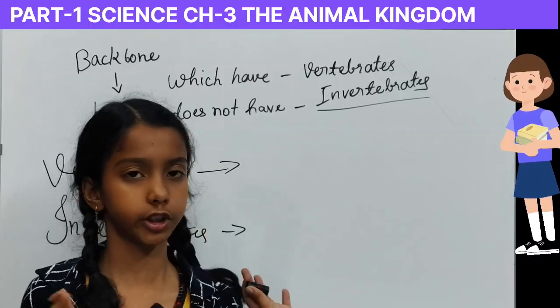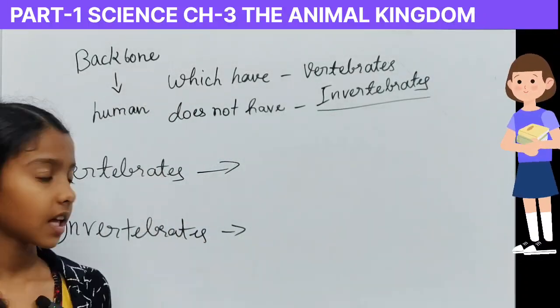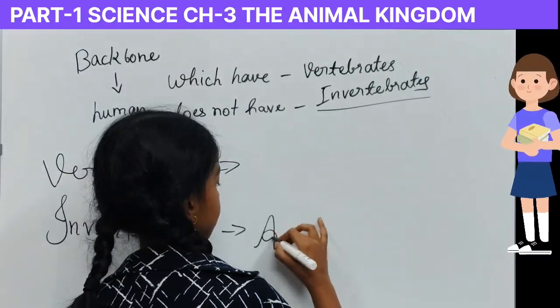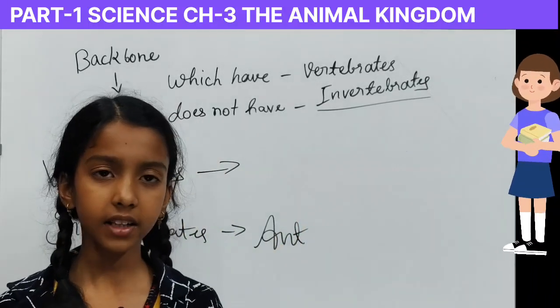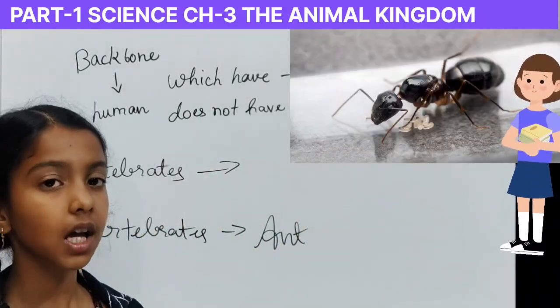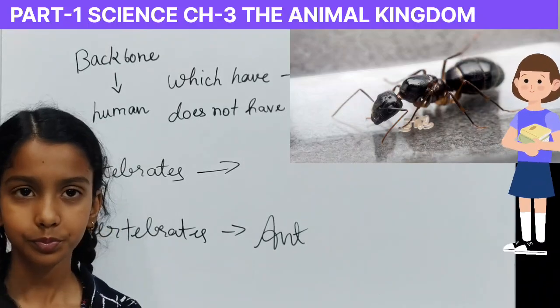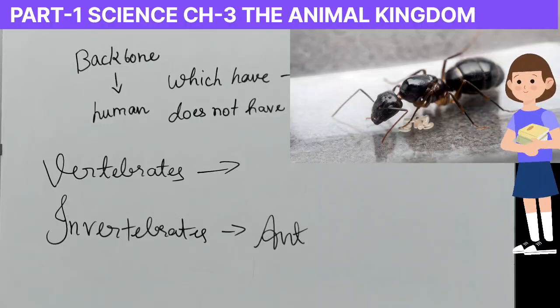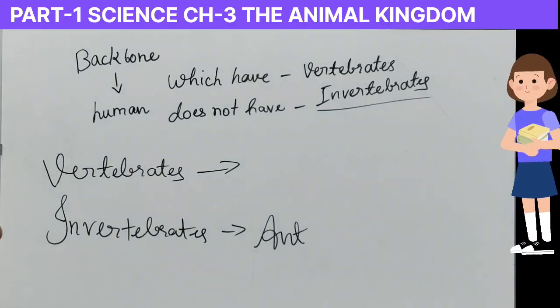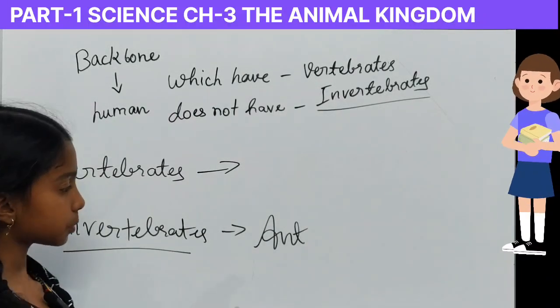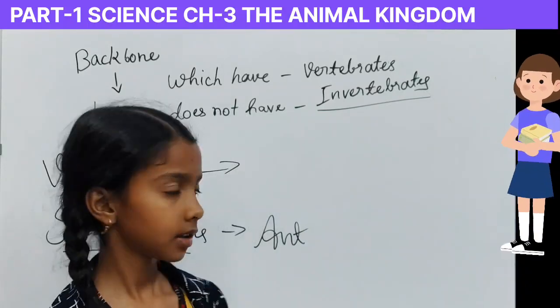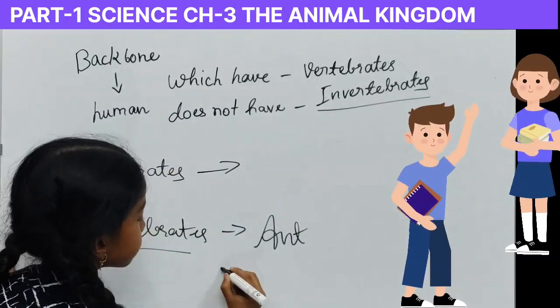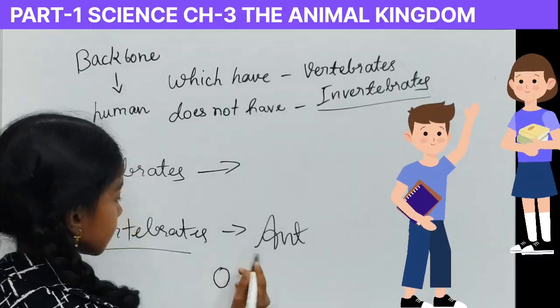First let's learn about invertebrates. In invertebrates, the first example is the ant. Ant is an example of invertebrates. It does not have a backbone. And not only the ant, there are many animals that do not have the backbone.